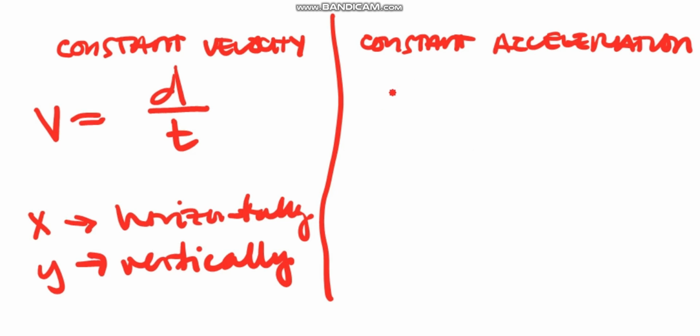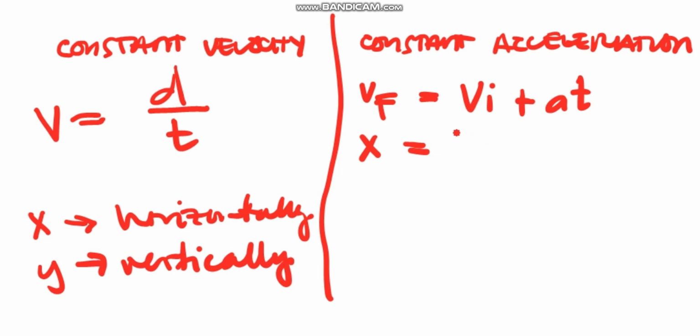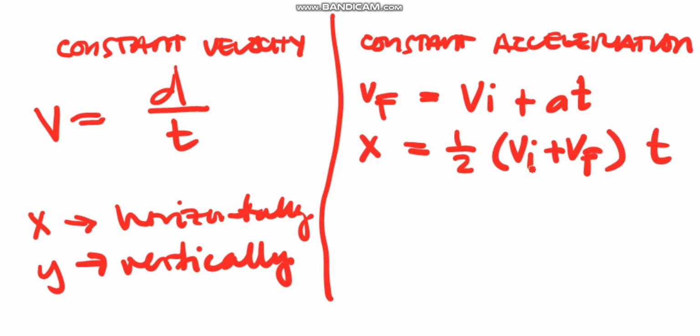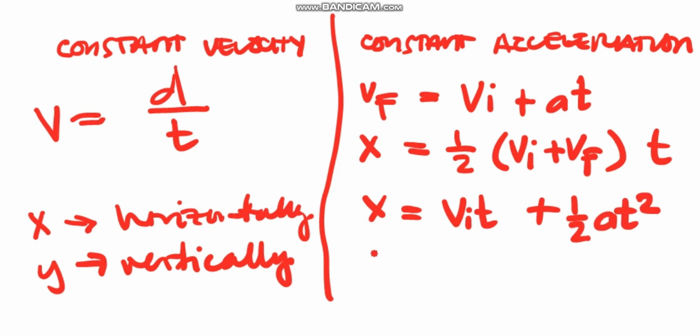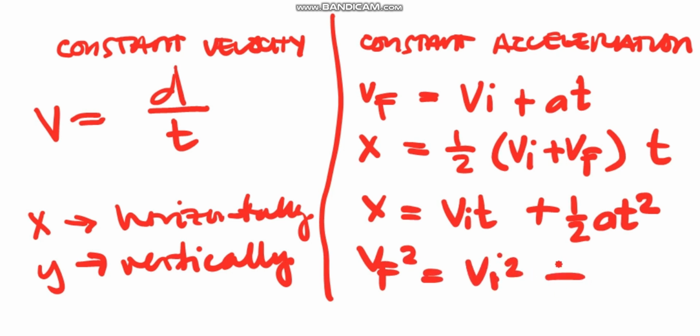Okay, but in constant acceleration, we have derived the 4 basic equations. The first equation, Vf is equal to Vi plus at, the product of acceleration and time. We have the second equation, x is equal to 1/2 times the quantity Vi plus Vf times t. Then the third equation, we have x is equal to Vit plus 1/2 at squared, and the fourth equation is Vf squared is equal to Vi squared plus 2ax. So these are the summary of our equations in kinematics in 1 dimension.